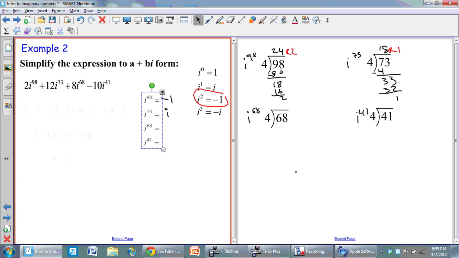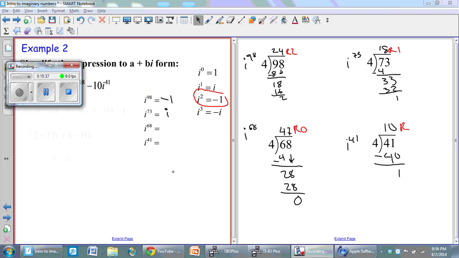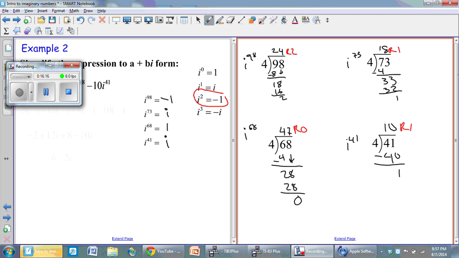Okay, so just do the other division problems. Take a minute to do that. As you can see on the screen here to the right, I worked out the division and I got a remainder of 0 when I did 68 divided by 4. So i to the 68, remainder is 0. So this here should be 1. And then for i to the 41, the remainder was 1. So this should be i. Excuse me, this should say remainder 1 here.